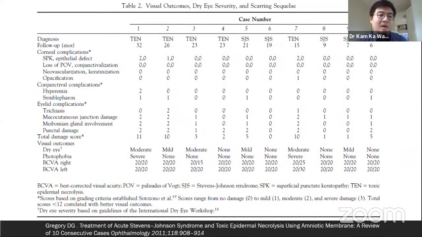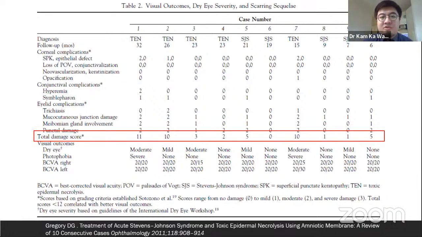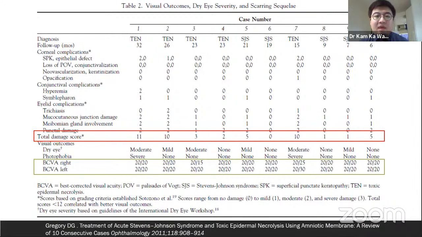This is the study by Dr. Darren Gregory, who works in Colorado. And this is his series of 10 patients with SJS or TEN. You can see that these patients have a damage score from 0 to about 11. This is during the acute stage. And these patients, after putting amniotic membrane, achieve pretty good vision of about 20/20.